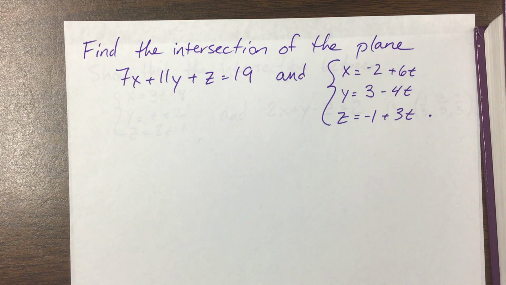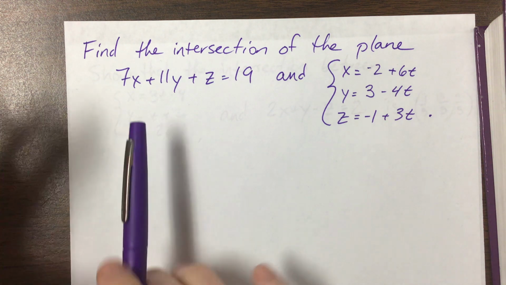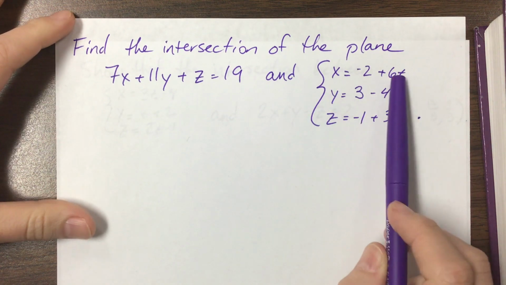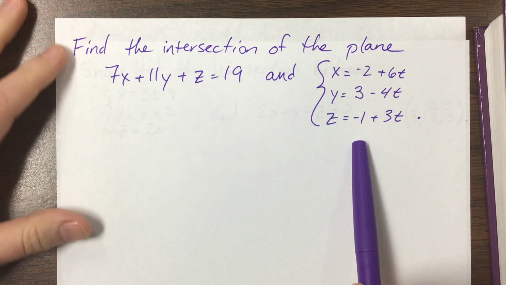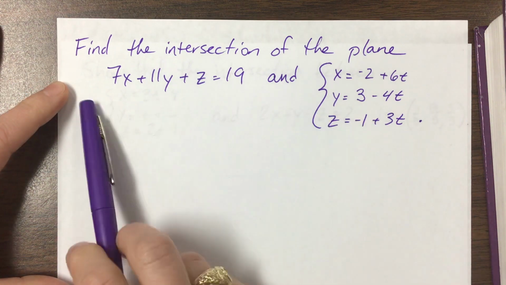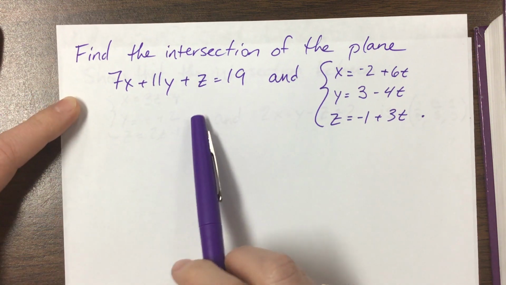In this problem, we're going to find the intersection between a line and a plane. You may notice that this is the Cartesian form of the equation of a plane, and here is the parametric form of the equation of a line. What we want to know is, when does this line intersect that plane?